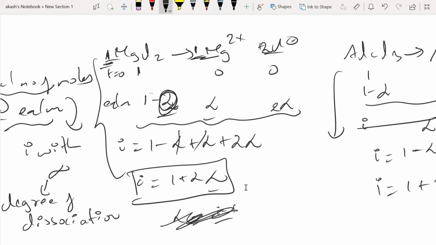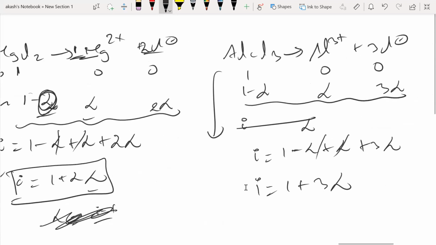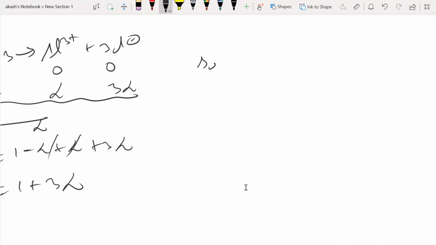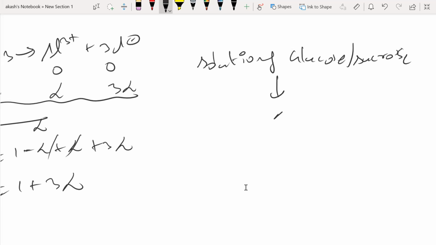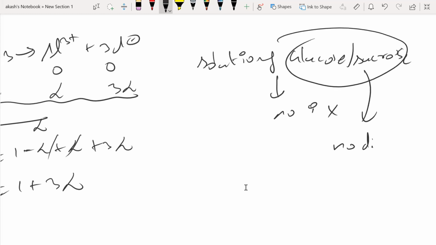Now remember, guys, sometimes in the question they will not mention whether you have to use i or not, right? But depending on what is the solute used, for example, if they tell a solution of glucose or say sucrose, something like this. In this case, no i is needed. Why? Because for glucose or sucrose, there is no dissociation or association.